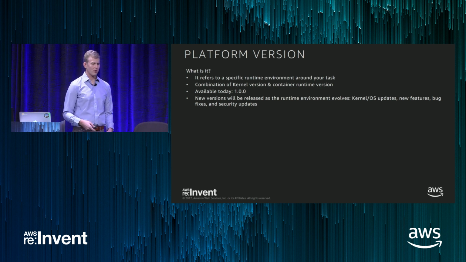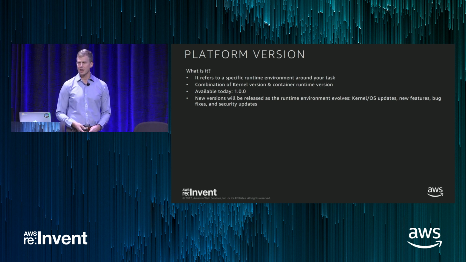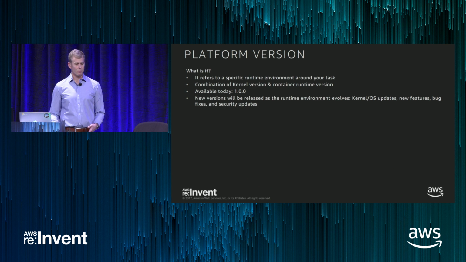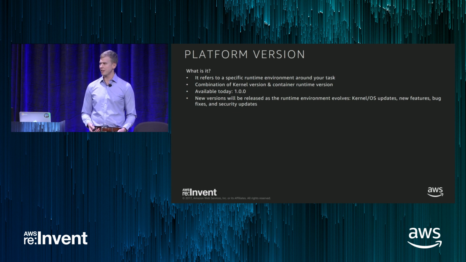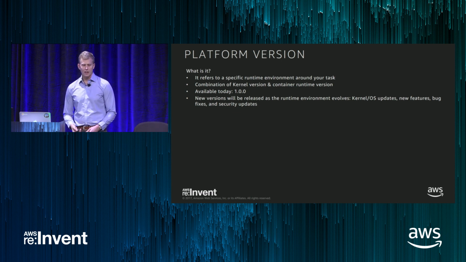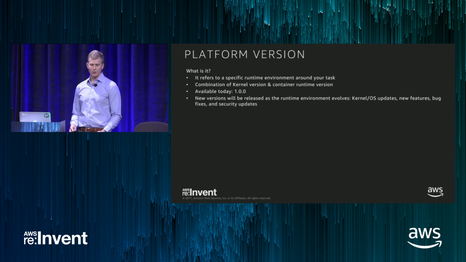Now, before I hand it over to Archana to talk about networking, I'd like to take the time to talk about platform versions, as it has some relation to the CPU memory concepts that we just went through. So platform version is a new concept into the ECS API with AWS Fargate. And your platform version refers to the runtime environment outside your tasks. This includes things like the container runtime and the Linux kernel.